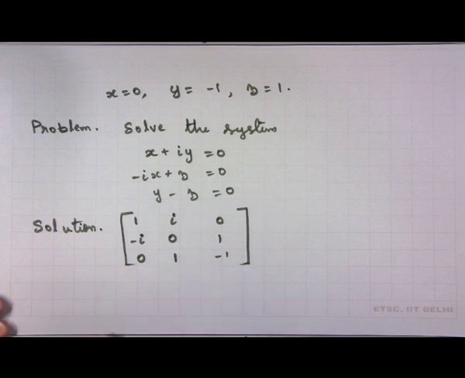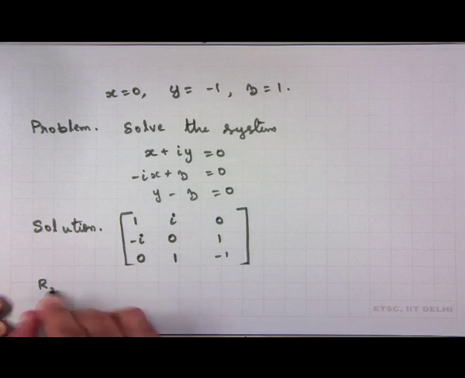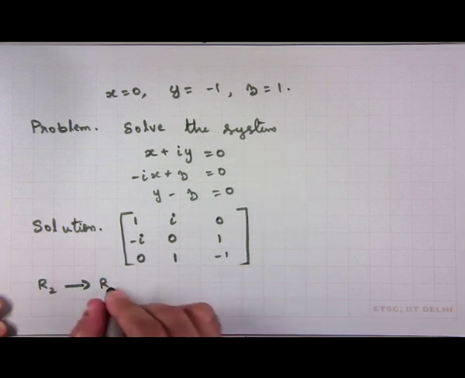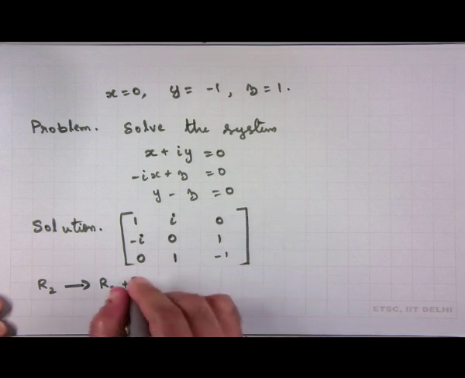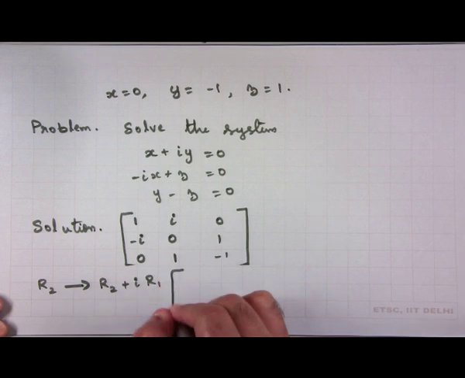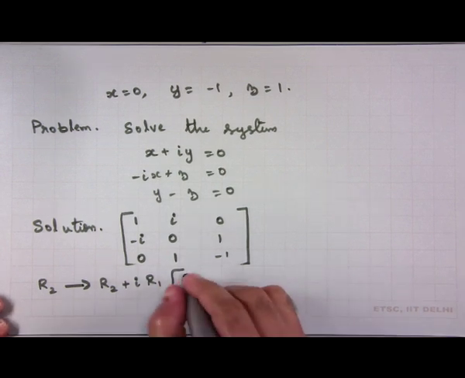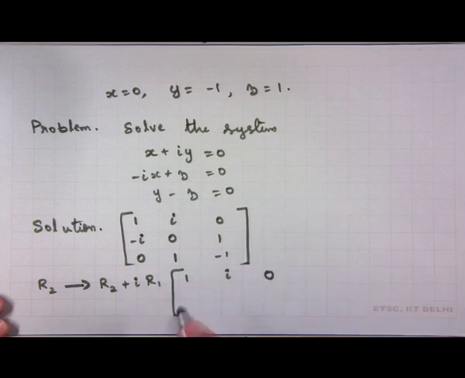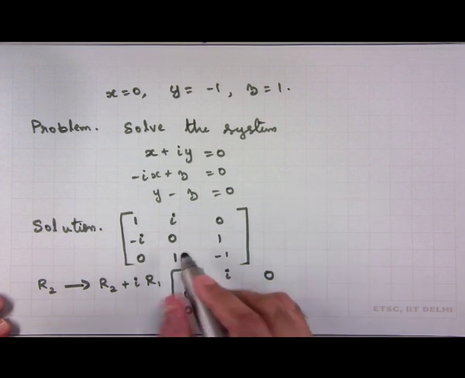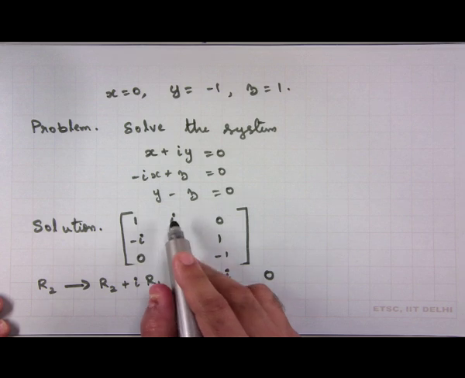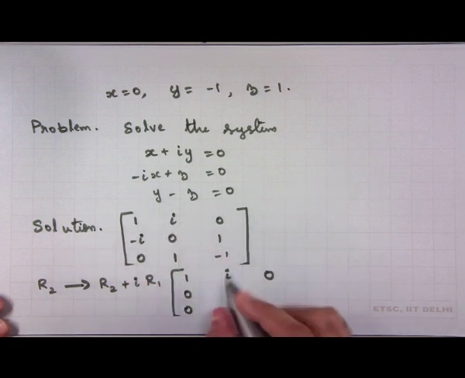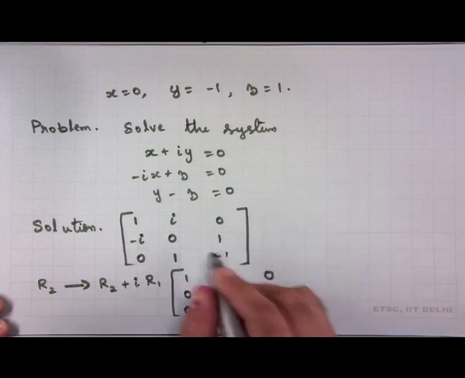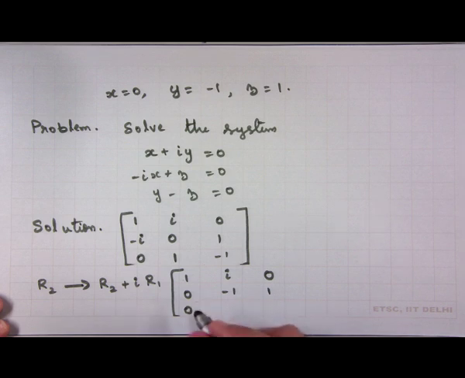Right, this is the matrix. Now, let us try to convert this into its RRE. R 2 is replaced by R 2 plus i times R 1. The first row remains as it is 1 i 0. Here you have zeros and zeros. Now, second one 0 plus i times i which is i square you have minus 1. Next one remains as it is, last row remains as it is.